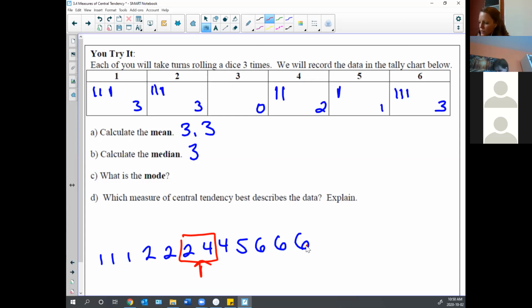Awesome. Okay, now which one's the mode? Oh, I have a trimodal. Caprice, which one showed up the most? 6. And what else? 1. Yep. And what else? 2. Yep. So this one is called trimodal. I have 3 peaks in this data. What would you say best describes our data set here? The mean, the median, or the mode?